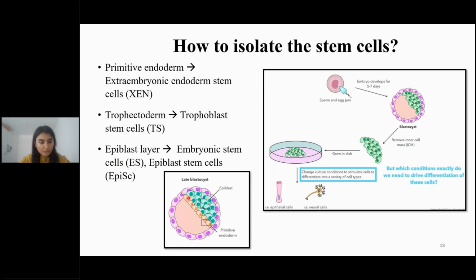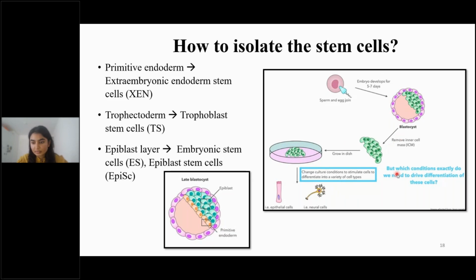And now if you extract the epiblast cells, then you will get the embryonic stem cells, ES, or the epiblast stem cells. It depends upon on which day you extract, right? So here you can see exactly. So what we do is we remove the inner cell mass, then we grow it in a dish, and now this can differentiate into epithelial or neural cells. So this is the very basic process which I'm showing here.